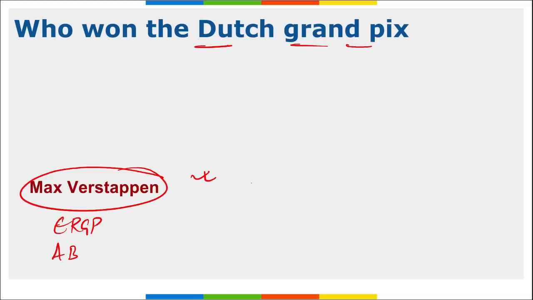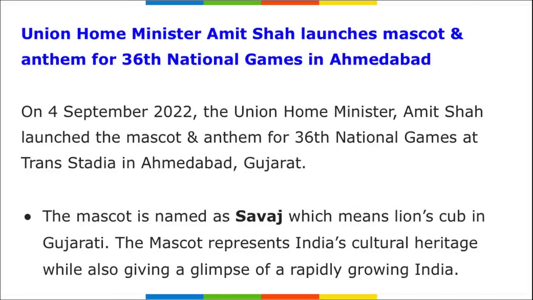Max Verstappen drives for which company? He drives for Red Bull. Alright. Next, remember he is just 24 years of age, he drives for Red Bull, and he is a Belgian Dutch. Next important news is that the 36th edition of the National Games will be held in which state?